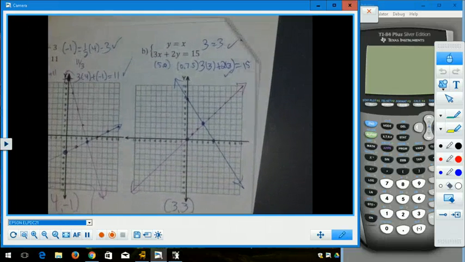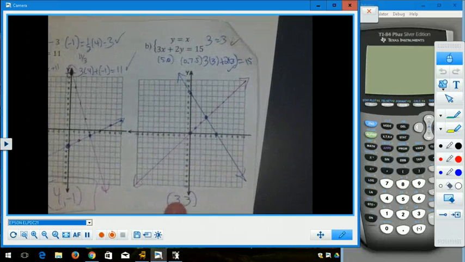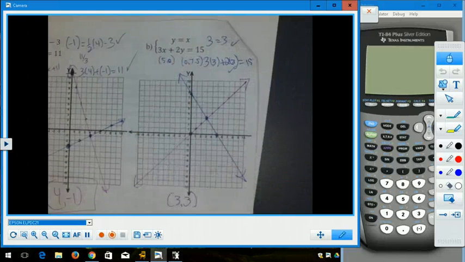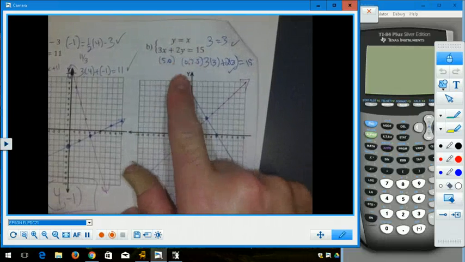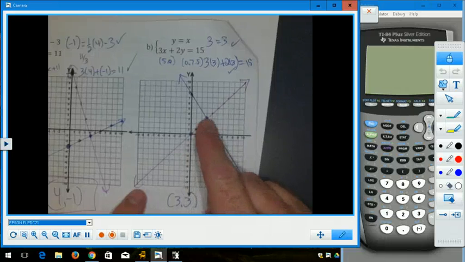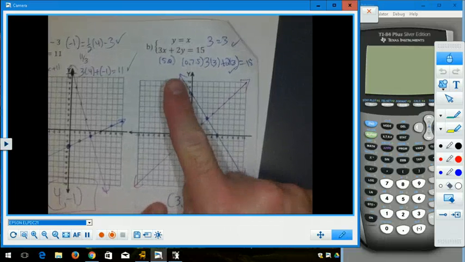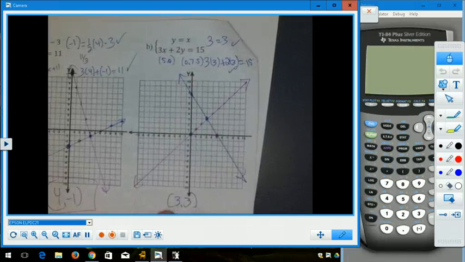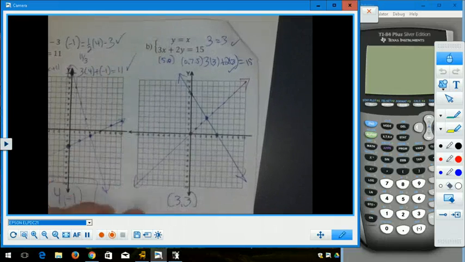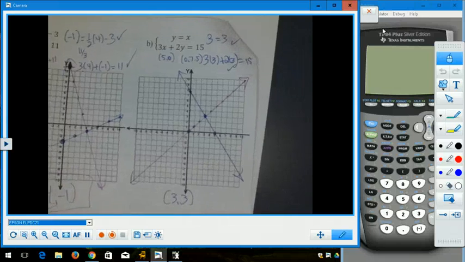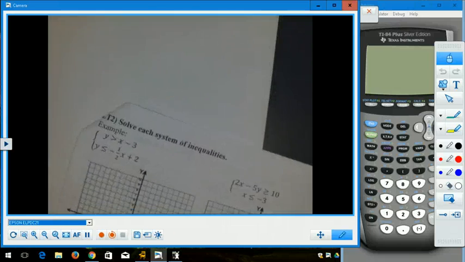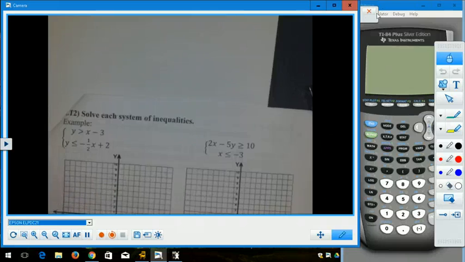This concludes learning target 1, being able to solve a system of equations by graphing. You graph the two linear equations, you find the intersection point, and you double check by plugging it back in to make sure that that point, that x and y value, are solutions to both equations. Please tune in to the next video clip for solving systems of inequalities.